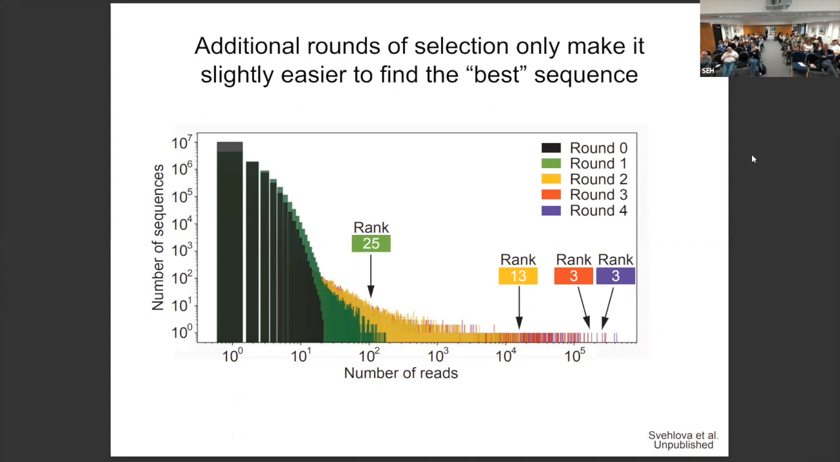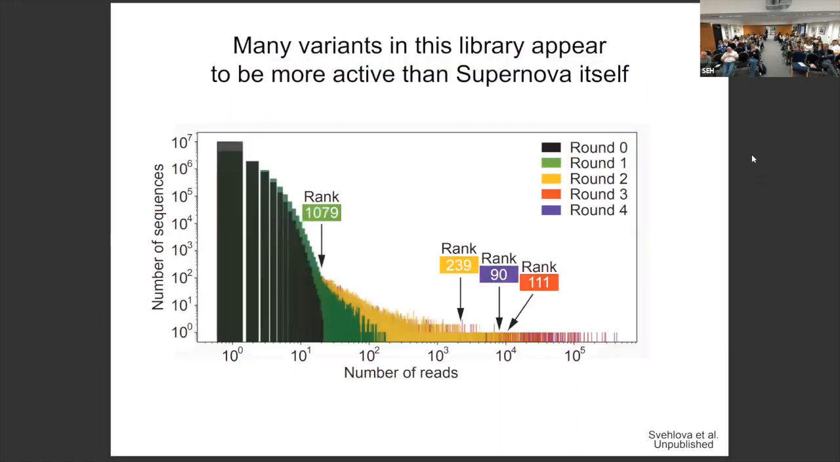After a single round of selection, the rank of this sequence is 25, and this is in a library of about 10 to the 7th sequences. As we continue to perform rounds of selection, the rank increases incrementally. We also wondered, well, what about Supernova, the best variant we had before we did this experiment? Here's the answer. In this case, it seems that the rank of Supernova levels off at something like 100. So what this suggests is that the library contains about 100 variants better than Supernova.